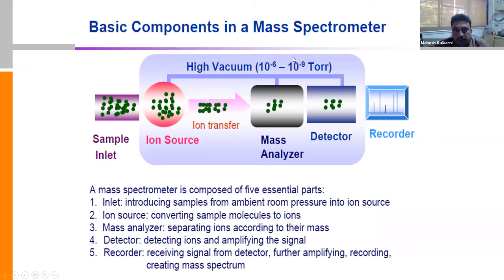Mass spec essentially consists of a sample inlet and an ion source. Once ionization occurs, the ions need to be transferred to the mass analyzer. The mass analyzer is the component of the mass spec where the ions are separated according to their mass to charge ratio. Then there is a detector which detects these ions, and a recorder gives the output in the form of a mass spectrum. There are different kinds of ion sources, mass analyzers, and detectors. I'll quickly run through those slides.